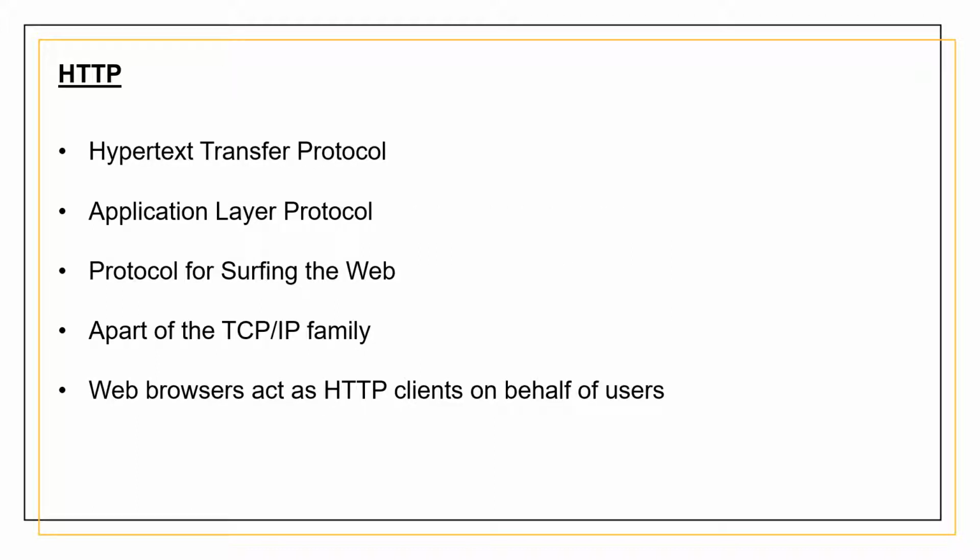Alright, now we're going to move into HTTP. What is HTTP? Well, it stands for Hypertext Transfer Protocol. It is an application layer protocol, so if you're familiar with the OSI model, that is the 7th layer. And it is the protocol used when surfing the web, which just about all of us do every day. And it is part of the greater TCP/IP family. So if you want to enable HTTP from your server, you will have to enable port 80 for TCP.